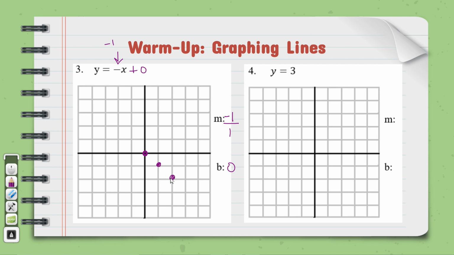Then we're going to go down 1, right 1. Down 1, right 1, all the way across. And then we're going to reverse it: up 1, left 1, up 1, left 1.